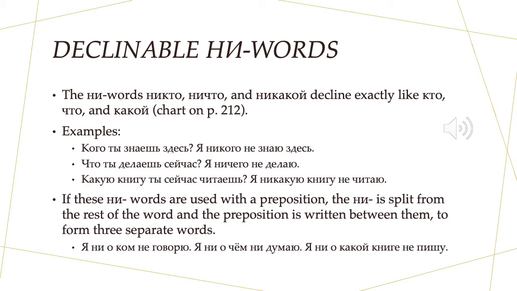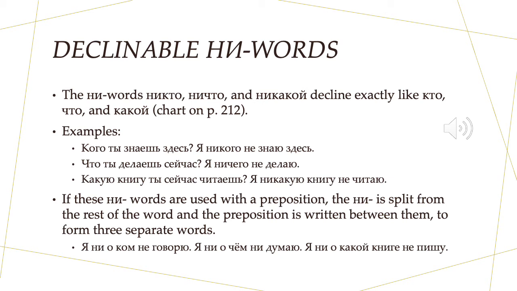And finally, we have declinable ni words. These are a little more complicated. There's a chart on page 212 that gives the declension for each of them. It's exactly the same as кто, что, and какой, which I'm sure you have completely memorized. Some examples of them being declined would be, for instance, кого ты знаешь здесь? Whom do you know here? Я никого не знаю здесь. I don't know anyone here.